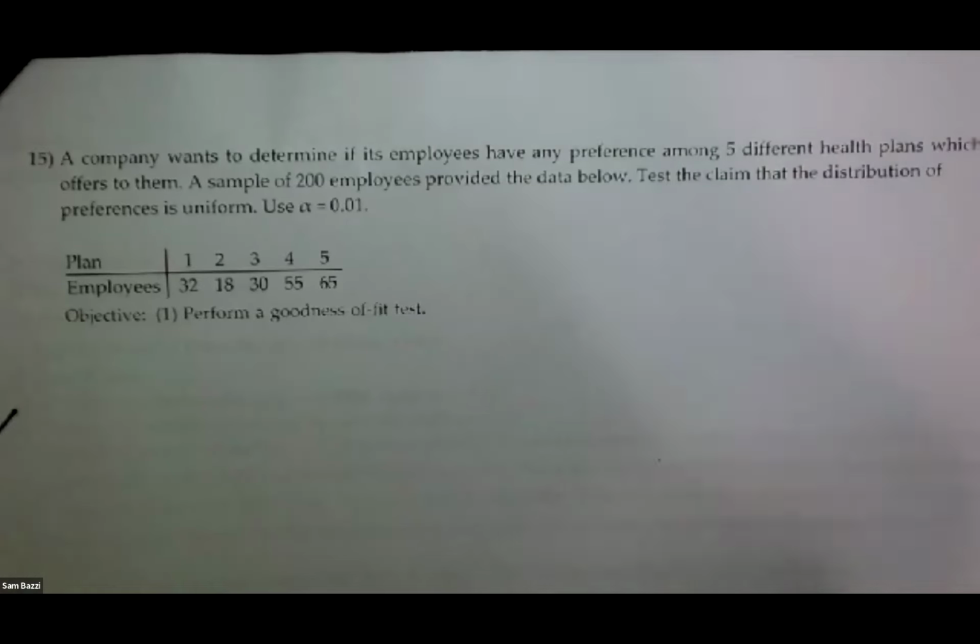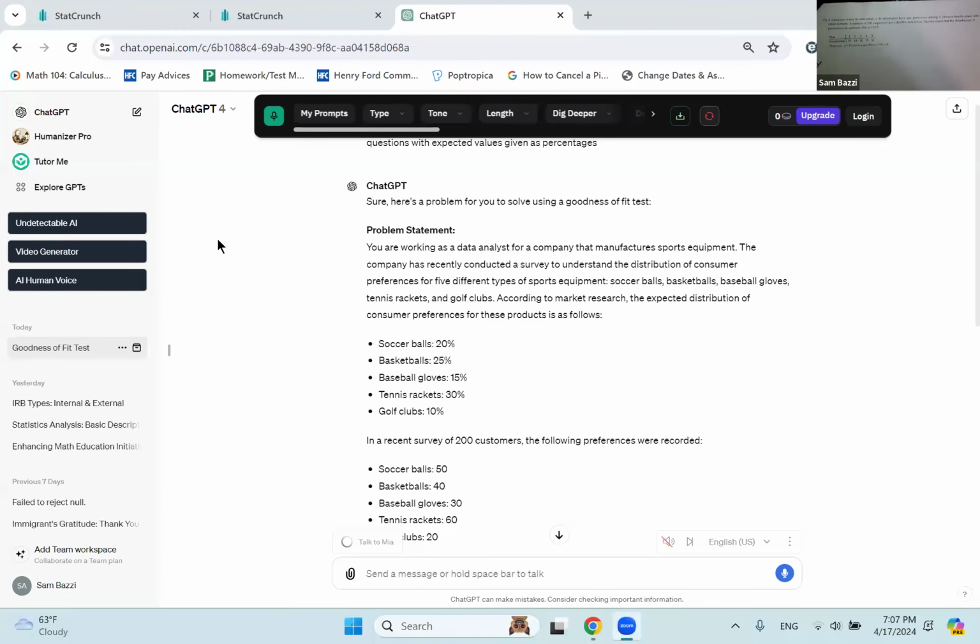For example, I want to share this example I asked ChatGPT to create for me. Just a second. Let me share the screen with you. Okay. Look at this problem, guys.